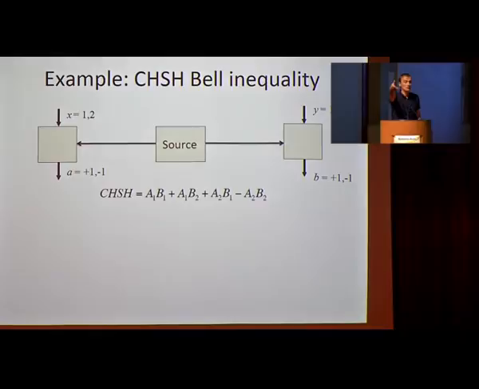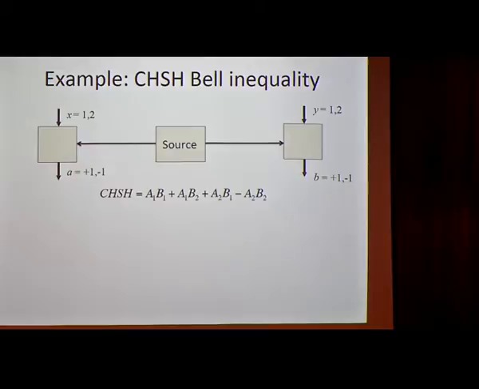I will call A1 the result of a particle at Alice's location when I use input 1, and A2 the result when I use input 2. The same for B1 and B2. So this is just an experiment where I can use either 1 or 2, and I get plus or minus 1, and the same on the other side. If I see correlations, they should come from the fact that these two particles were prepared in the source. Now I take this combination. It might sound a bit weird why I take it, but it works, which is why I take it.